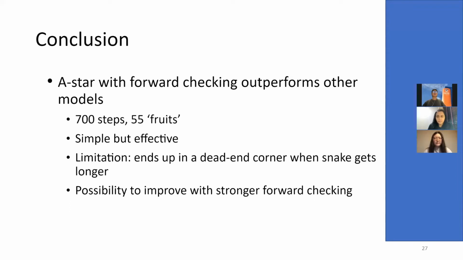But one of the major limitations of this approach is that as the snake gets much longer, so probably beyond a length of 50, the snake tends to end up in a dead-end corner or a path where it ends up colliding or crashing into itself. So I believe that this can definitely be improved by implementing a more robust forward checking mechanism. But for this implementation, it was definitely one of the better performing models. Over to Siyi.